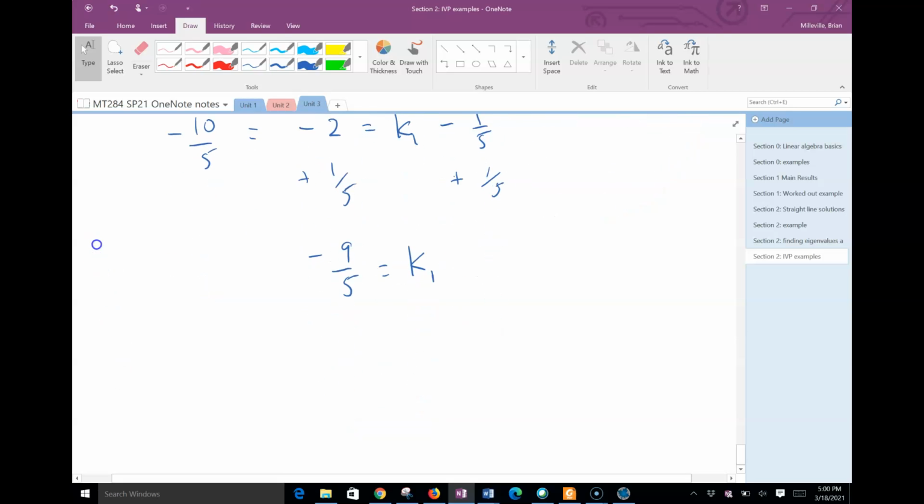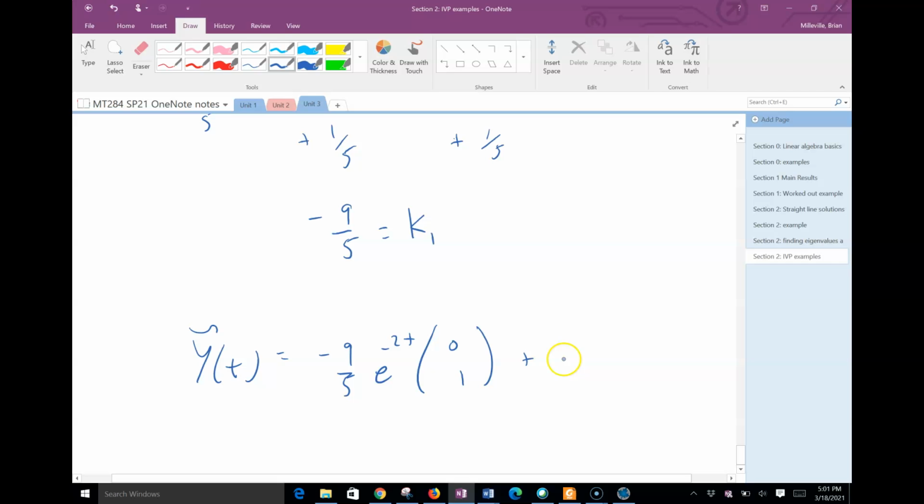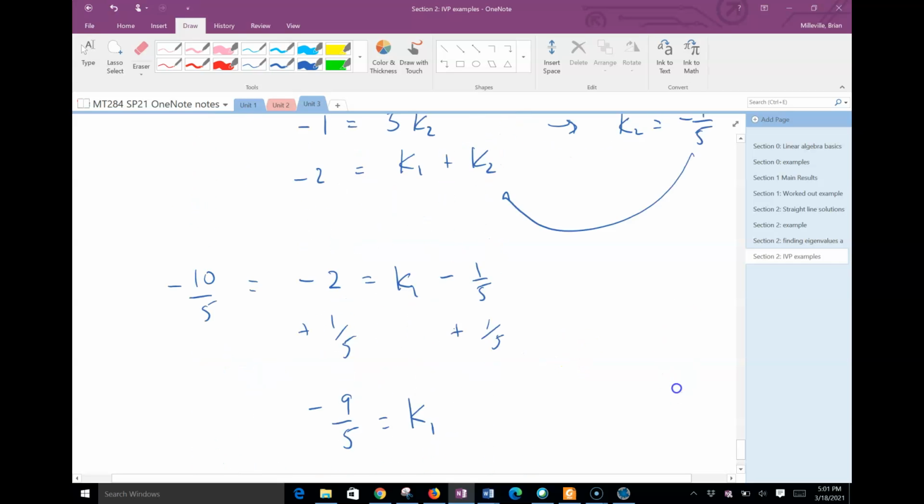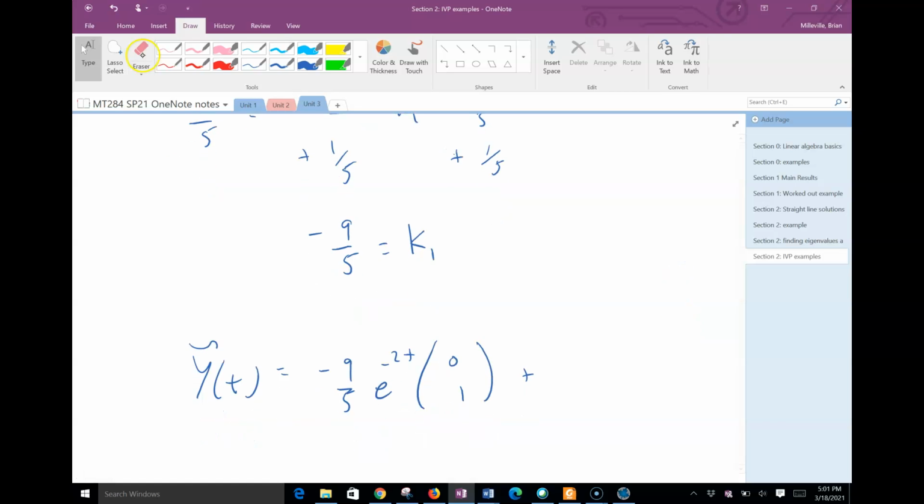Now let's write out our solution, and then we'll look at the graphs briefly in Maple. So K1 is -9/5, and that's times e to the -2t times the vector 0, 1. Plus, what was it? It should have been minus, because K2 was -1/5. So let's get rid of that plus sign and put a minus sign. Oops.